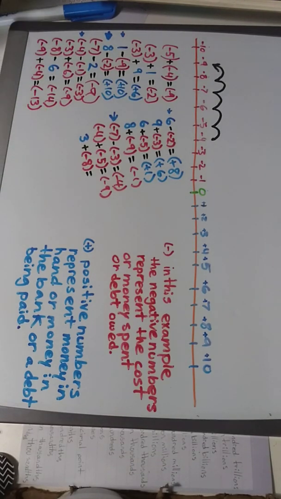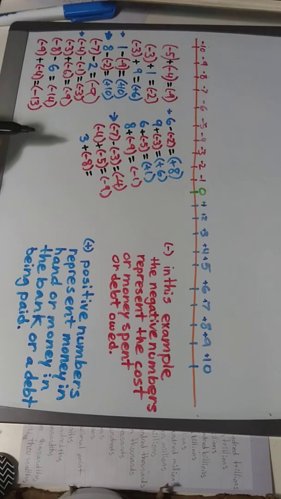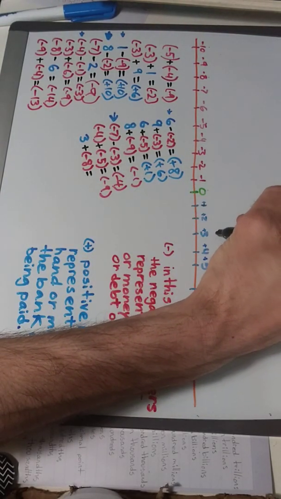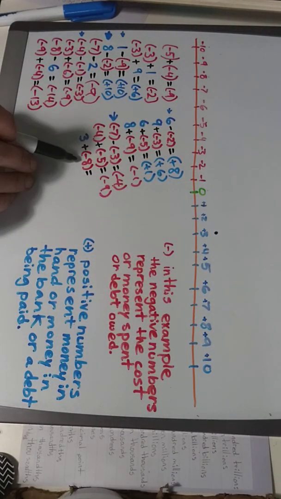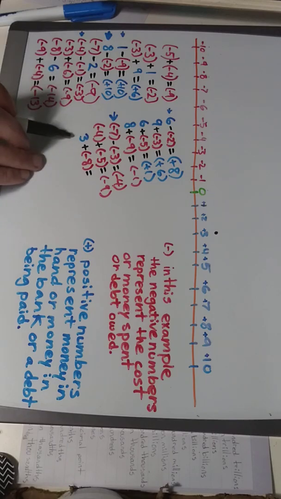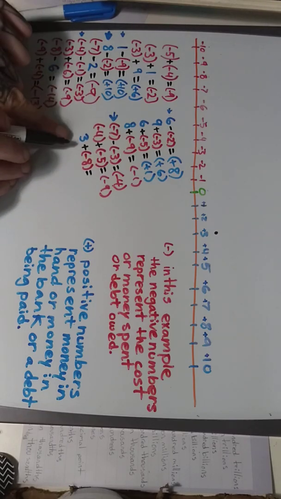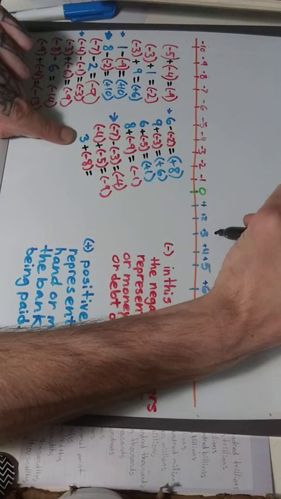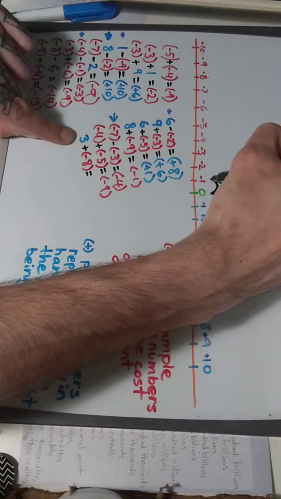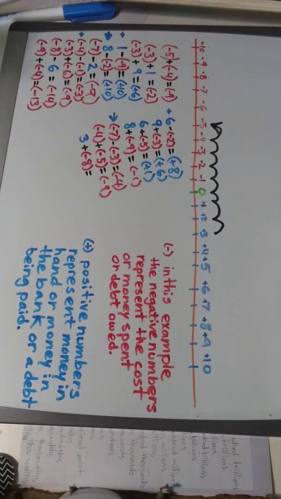So for our last example here, we're at positive 3. And then we're adding a debt of negative 8. So positive 3 plus negative 8. We have $3, and we're adding a debt of negative 8. So 1, 2, 3, 4, 5, 6, 7, 8. And that will leave us at negative 5.